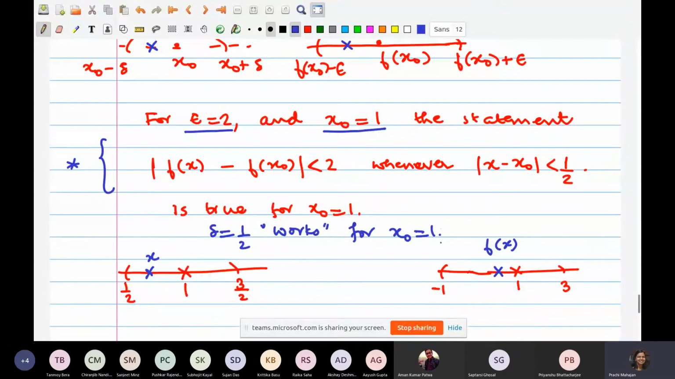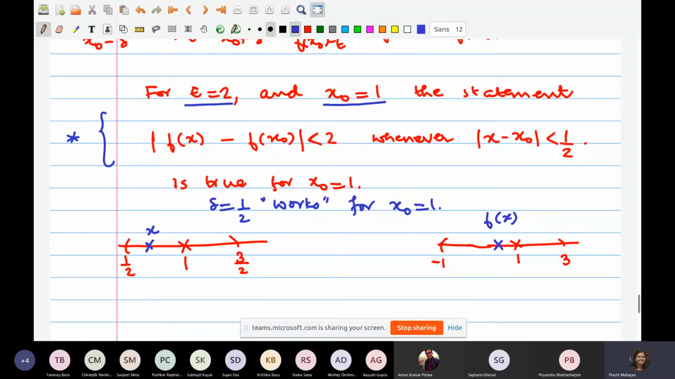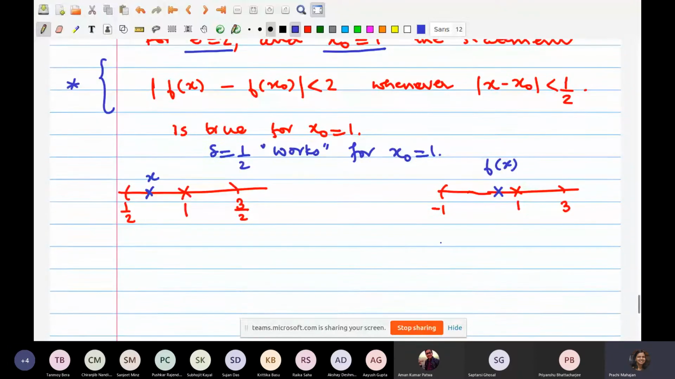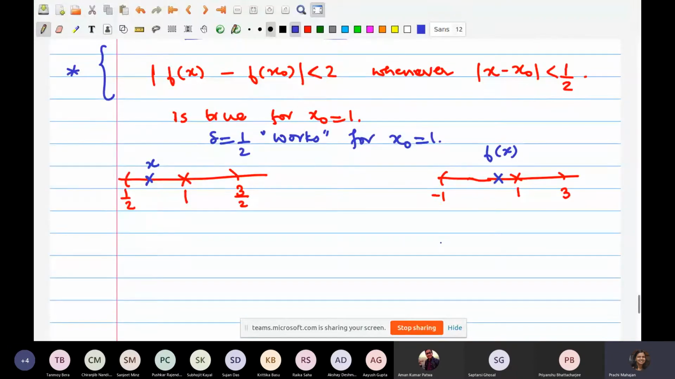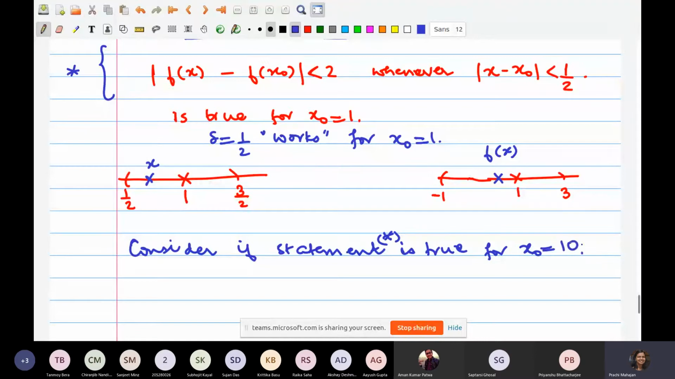Okay. All right. So what am I going to do? I'm going to keep epsilon fixed, and let's see if the statement star that I have written holds true if x0 is 10. Consider if statement star is true. Statement star is true for x0 equal to 10.